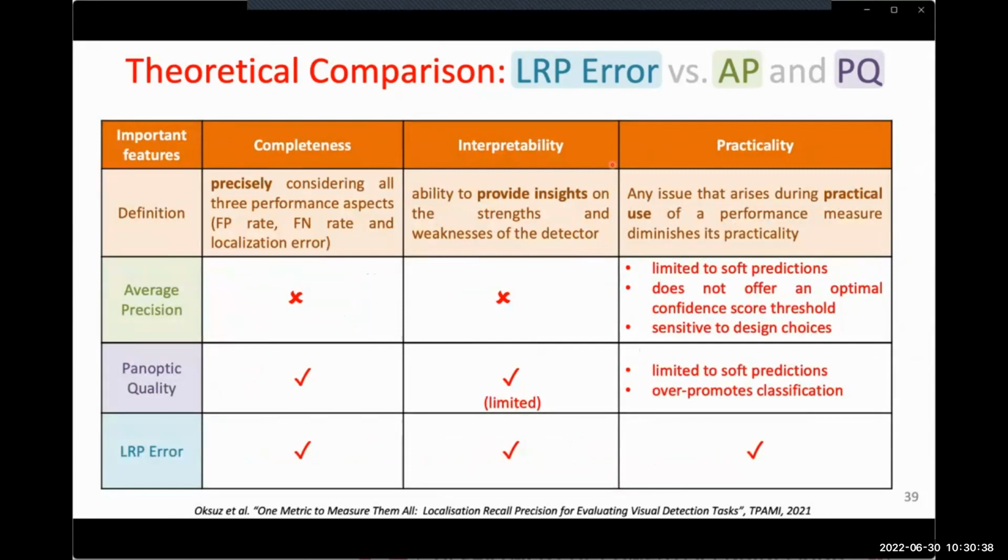If you compare all measures in terms of important features, we saw that average precision does not satisfy any of the features. Panoptic quality performs better than average precision in that it is complete. It is interpretable, though its interpretability is limited, and it has some practical limitations. We saw that LRP satisfies the 3 important features, and therefore we can say that it is a more suitable measure than others for visual detection problems.